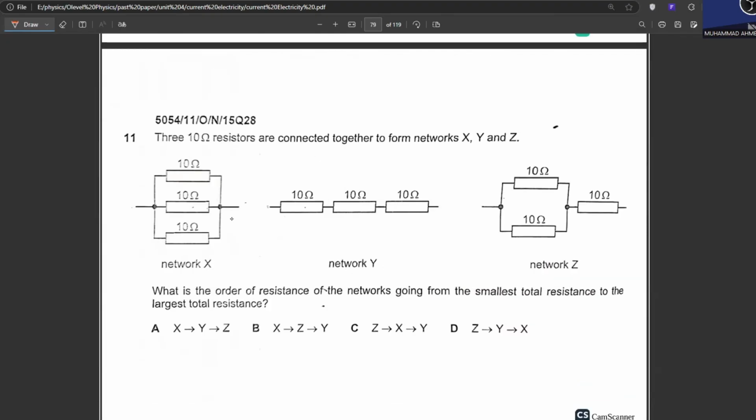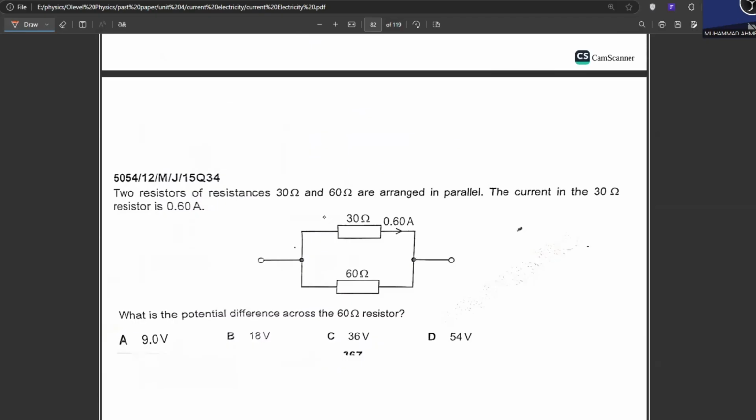The three 10 ohm resistors are connected together to form X, Y, Z. What is the order of resistances of the network going from the smallest resistance to the largest resistance? The smallest resistance is of the one that has all connected in parallel, that is X. The largest resistance is of the circuit which has all of them connected in series. X should be the smallest, all parallel. Y should be the largest, all series. B is your answer.